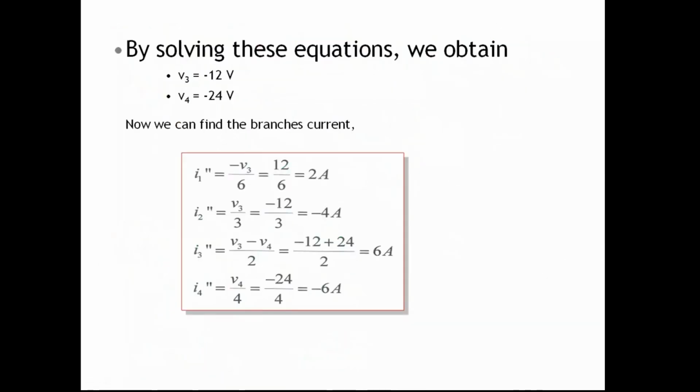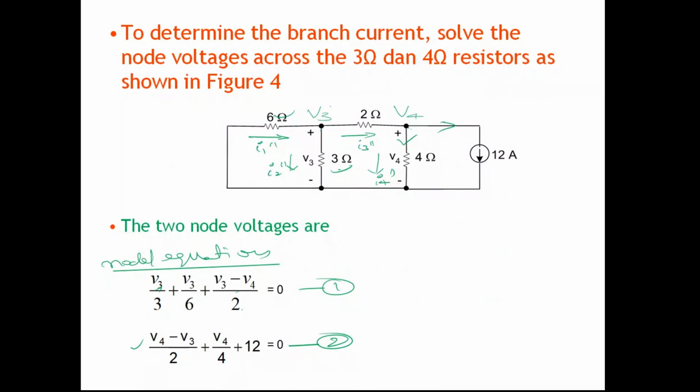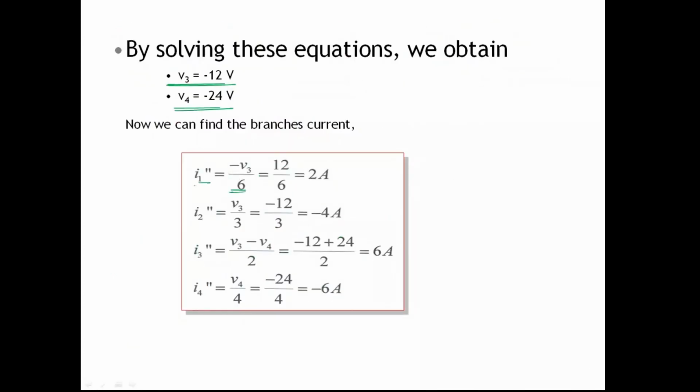Now, by solving these equations, what we obtain is V3 equal to 12 volts and V4 equal to minus 24 volts. From that, we can find I1 double dash. What is I1 double dash? I1 double dash is the current in this direction. So how do you find the current in this direction? The voltage across this one is V3, so V3 by 6 is I1 double dash, which is 2 amperes.